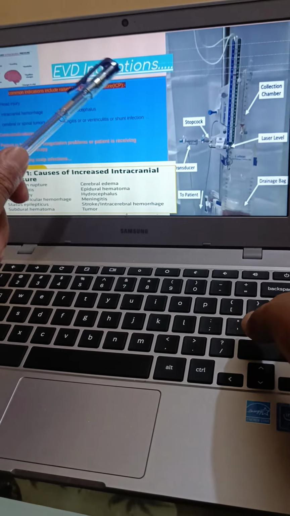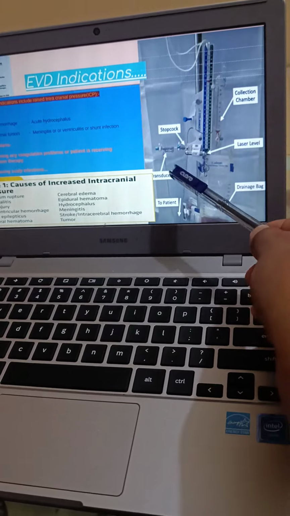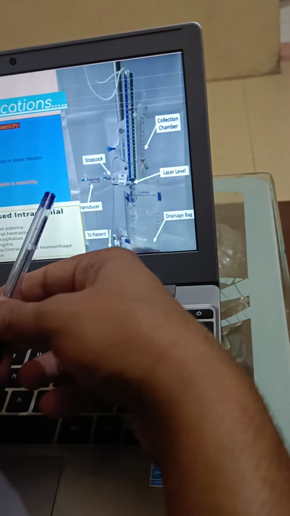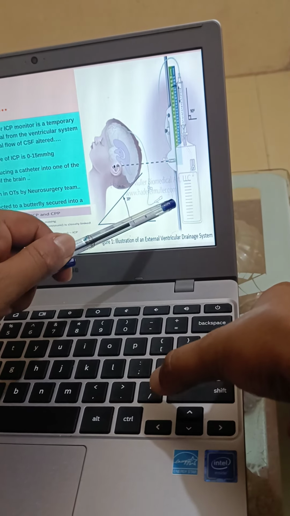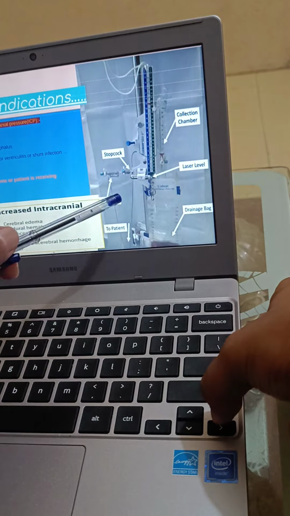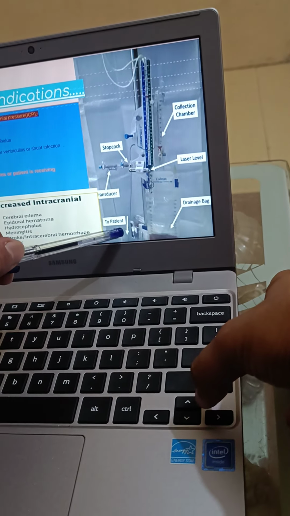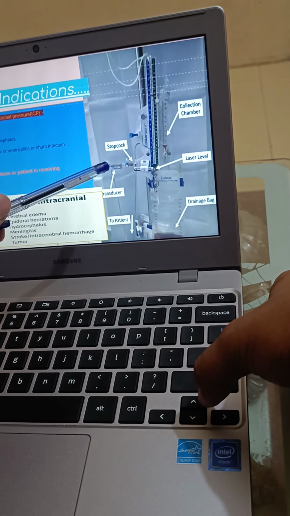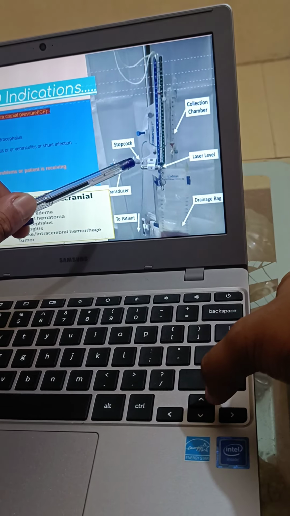Again, this is the part of the EVD. This is the patient part, connected to this portion, what I said before. This is the patient portion. It's connected to the transducer, and this portion will be connected to the monitor. This is the stopcock.